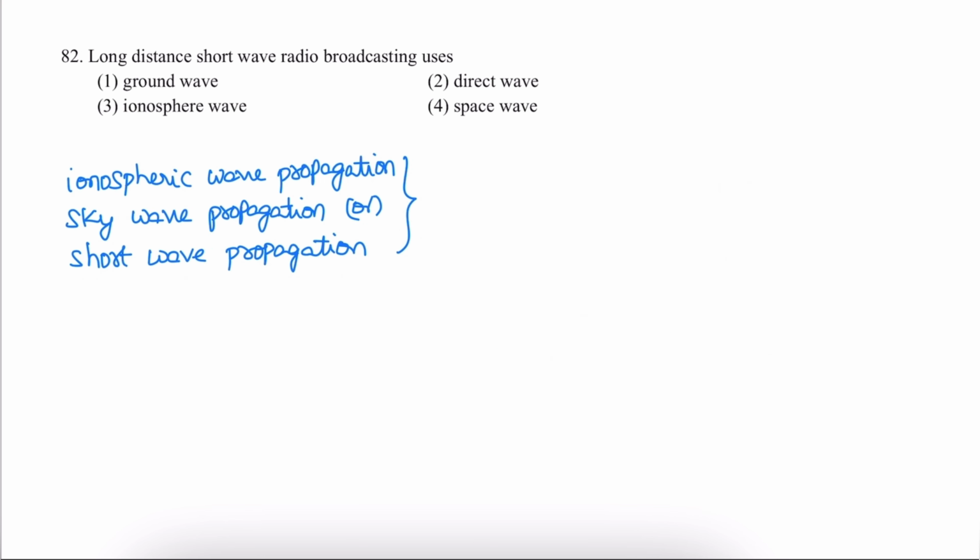Next question. Long distance shortwave radio broadcasting uses ionospheric wave propagation. This ionospheric wave propagation or skywave propagation is also called shortwave propagation. Long distance shortwave radio broadcasting uses ionospheric wave propagation because in skywave propagation the radio waves are radiated away from the earth surface.